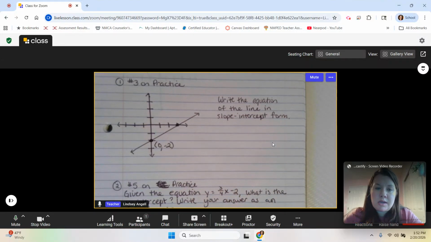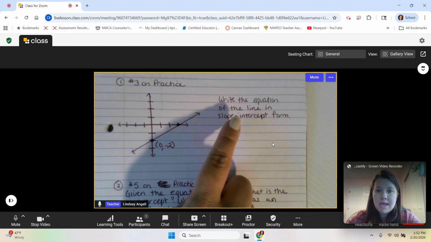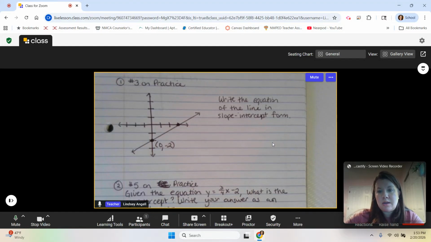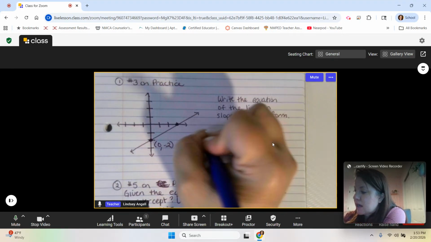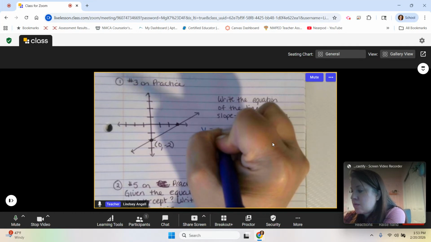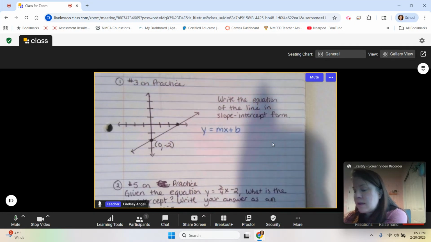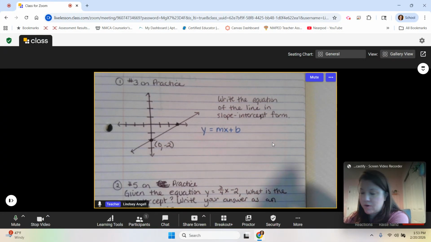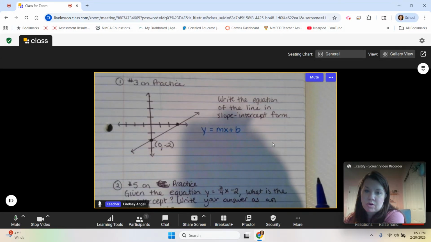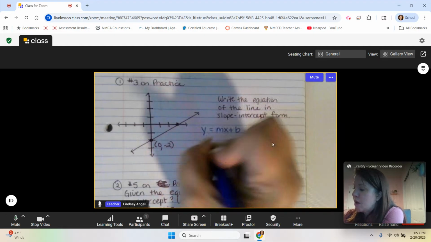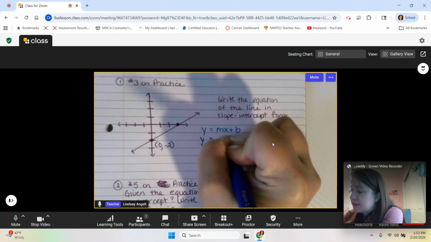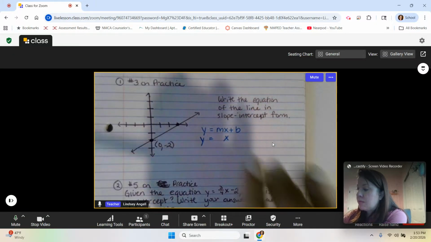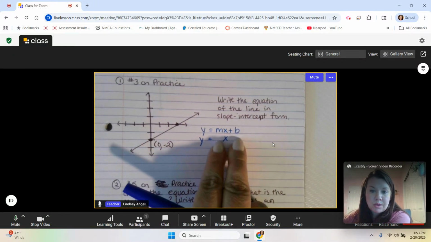Number 1 today comes from number 3 on your practice. They gave us this graph, and it says write the equation of the line in slope-intercept form. First off, slope-intercept form is y equals mx plus b. That is probably going to get ingrained in your brain. You're going to remember it forever. You're going to say it over and over again. The y and the x just stay the same. What we're looking for are the slope and the y-intercept.